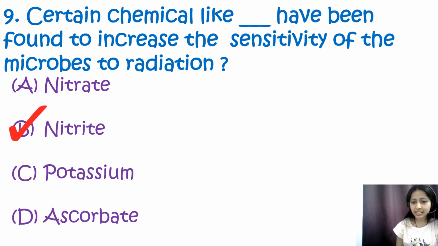This is actually because when the nitrites are exposed to the radiation, they can produce certain reactive species that can cause damage to cellular components such as the DNA. So this makes the microbe more susceptible to the effects of the radiation. So over here the correct option is B, that is nitrite.